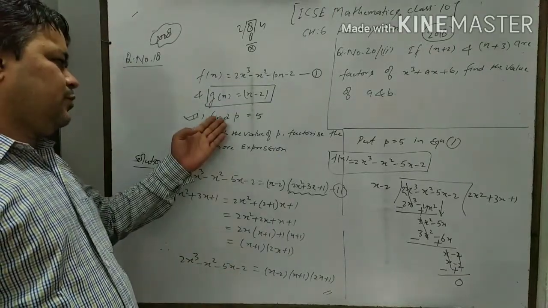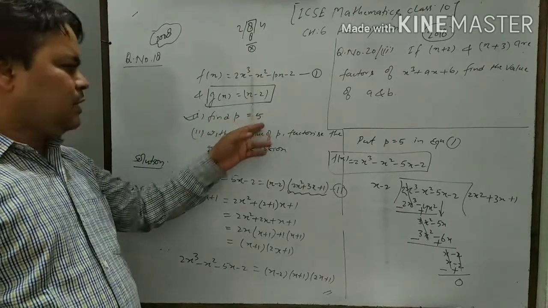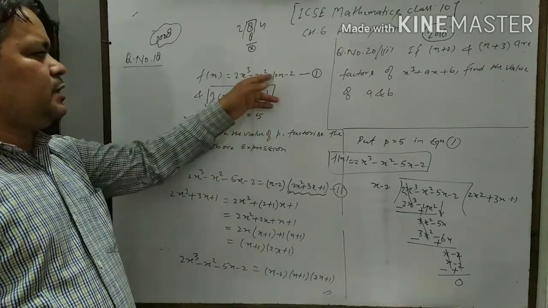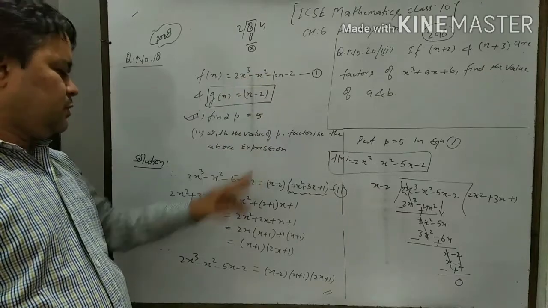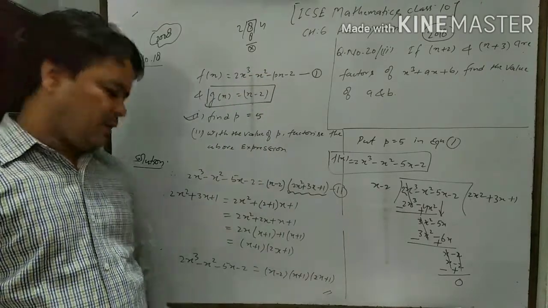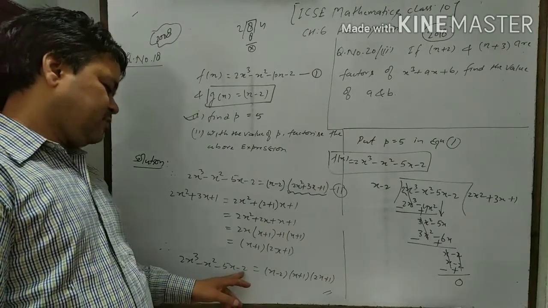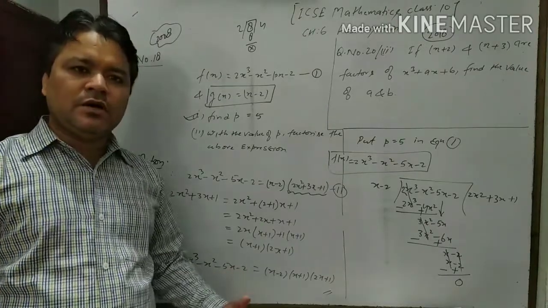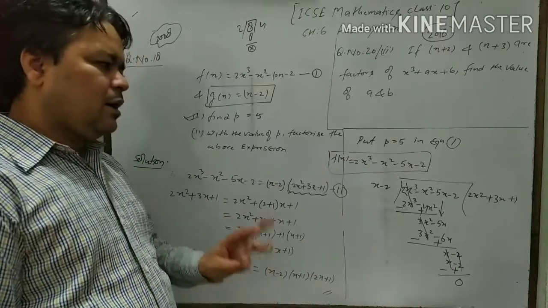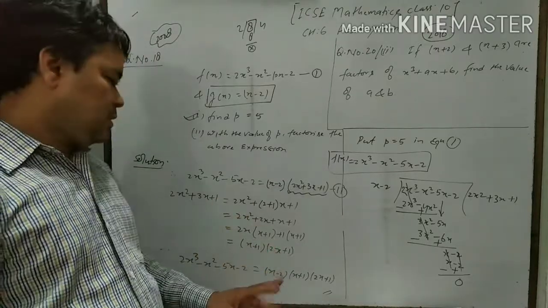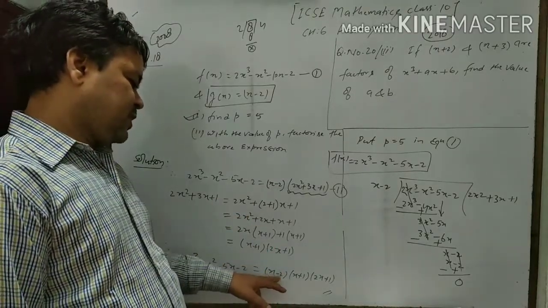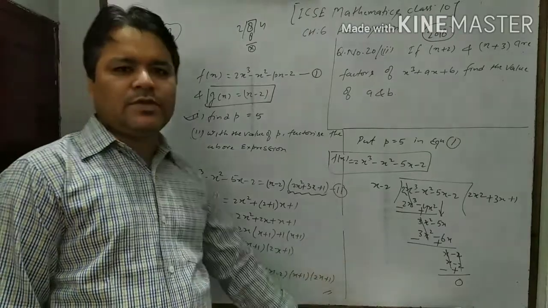Here we find the value of p is equal to 5, and after putting the value of p here, we just factorize, which is in the form of this. It means 2x cube minus x square minus 5x minus 2 is the multiplication of three linear polynomials, that is x minus 2, x plus 1 and 2x plus 1.